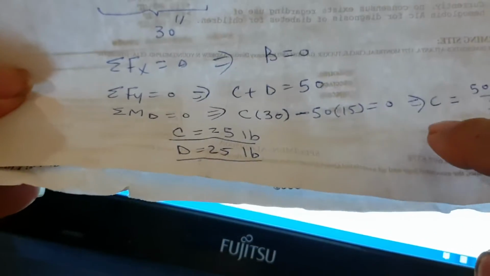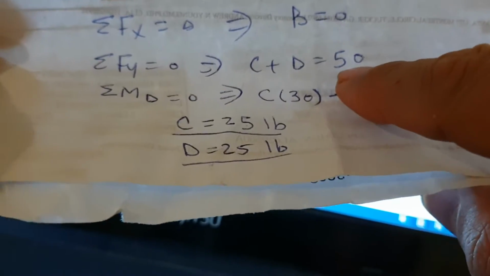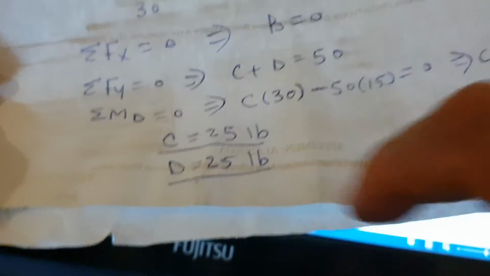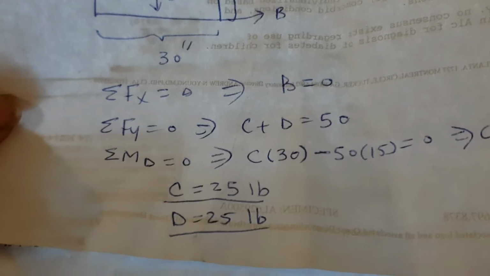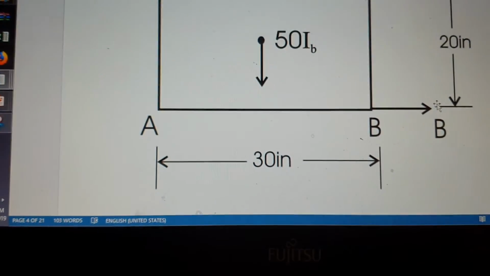You solve for this. C is equal to 25 pound. Remember this equation, C plus D equal to 50? You put in C equal to 25, and D is equal to 25 pound. So we found B equal to 0, C is equal to 25, and D is equal to 25. Let's look at the next question.